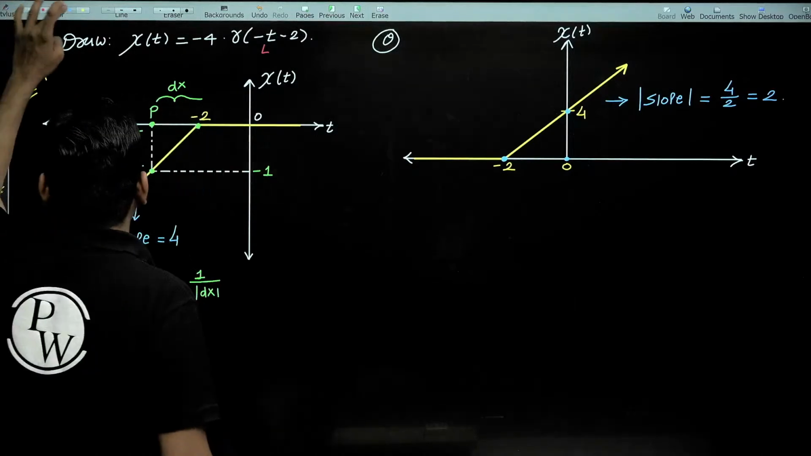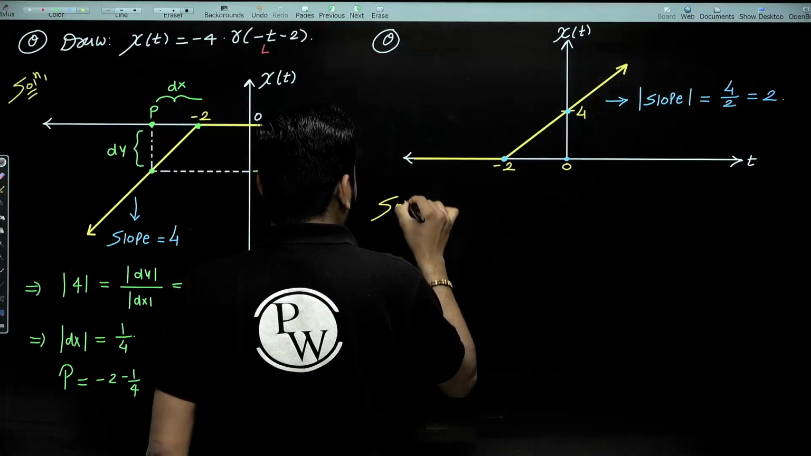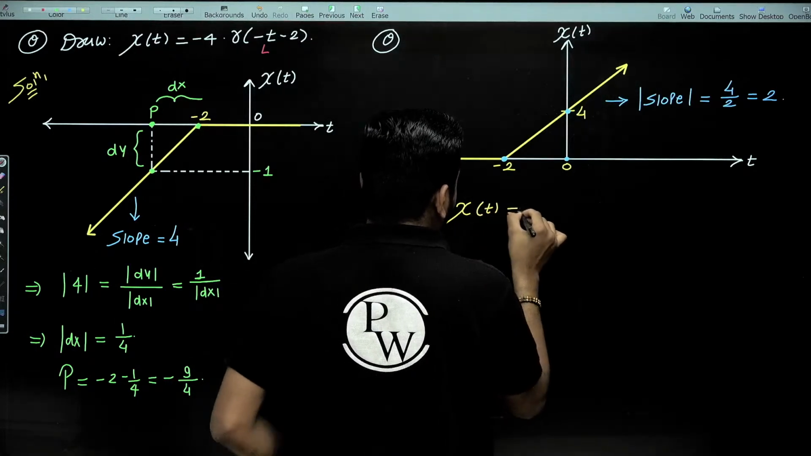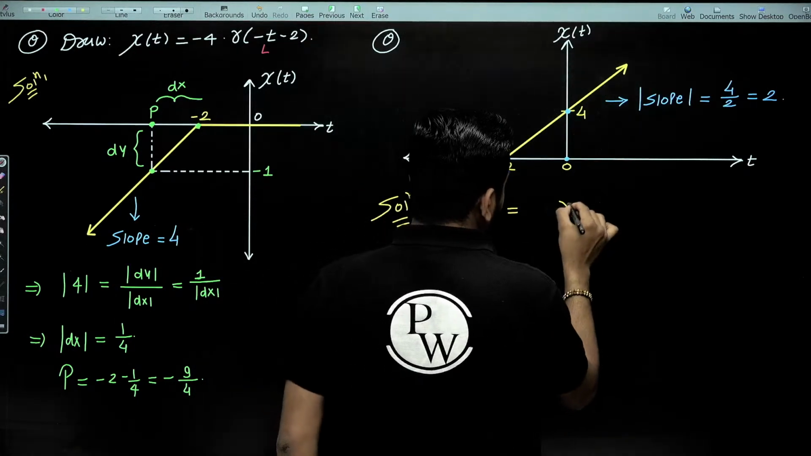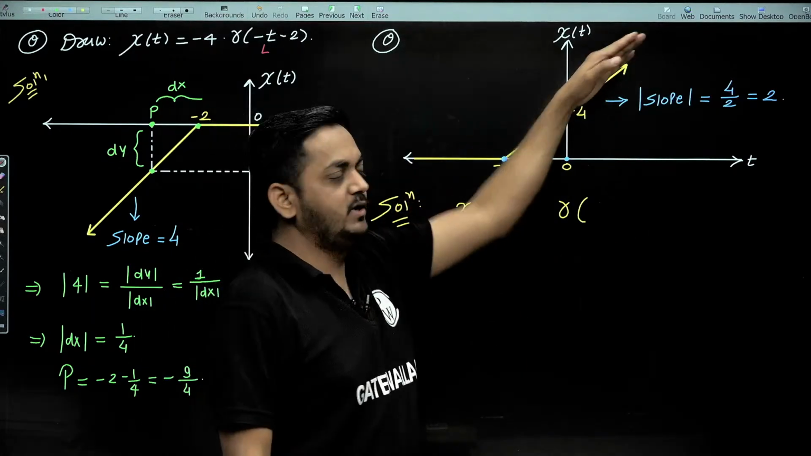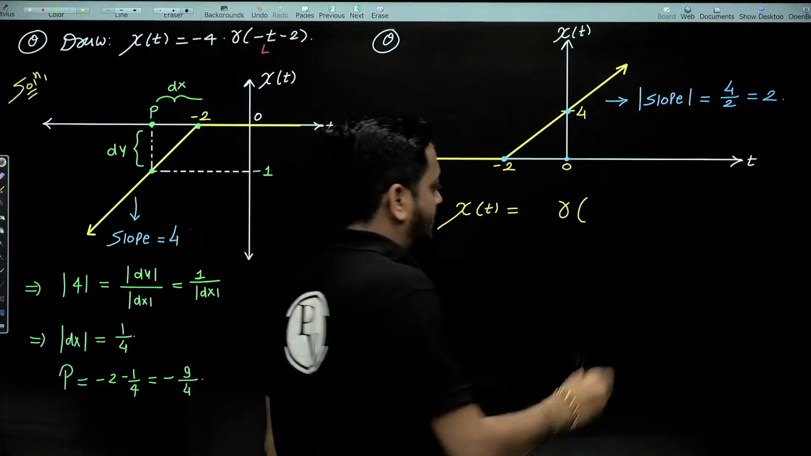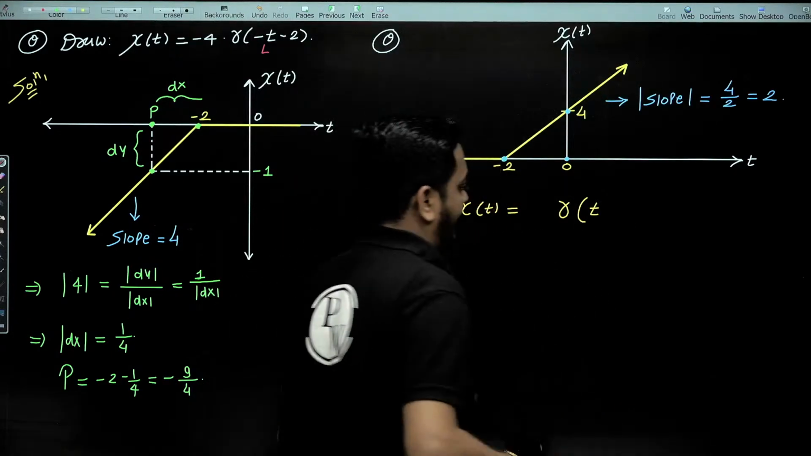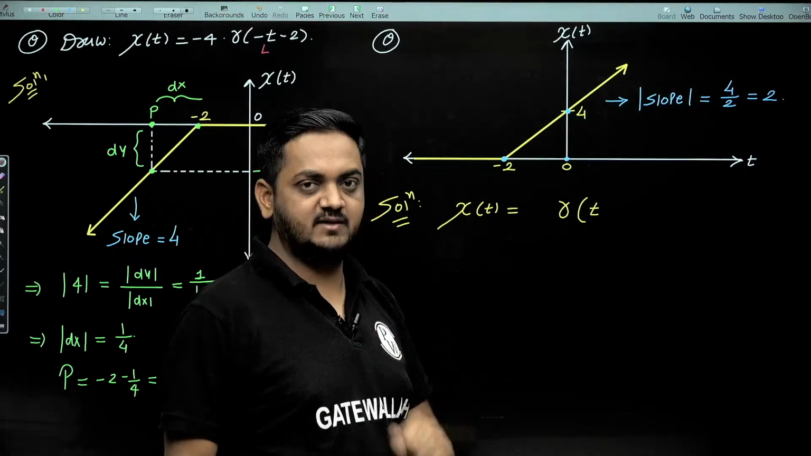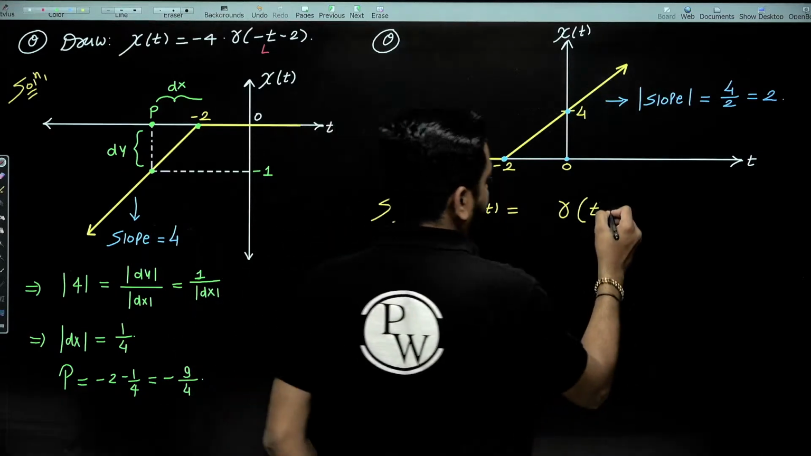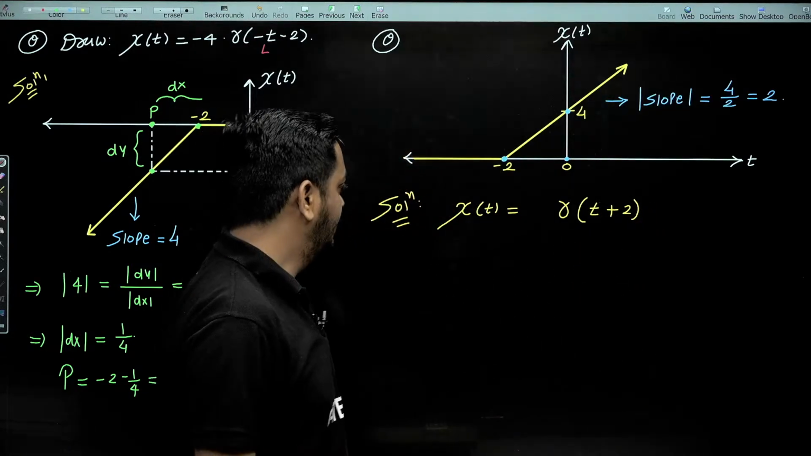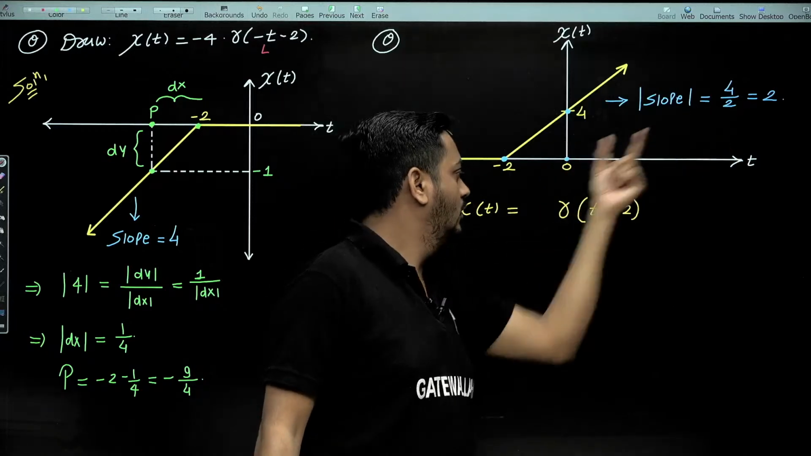Okay, very good. Now how to write mathematically, guys? Mathematical expression: x of t is equal to, first of all, it is a ramp function r going towards the right side, starting from -2, so it is a right sided signal. That's why plus t here. And if it is right side, then opposite sign. I told you guys, right side opposite sign and left side same sign. So opposite sign of -2, here it will be plus 2. Got it?